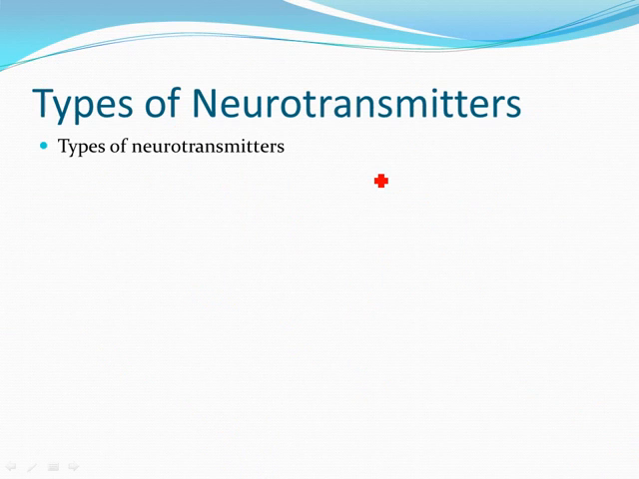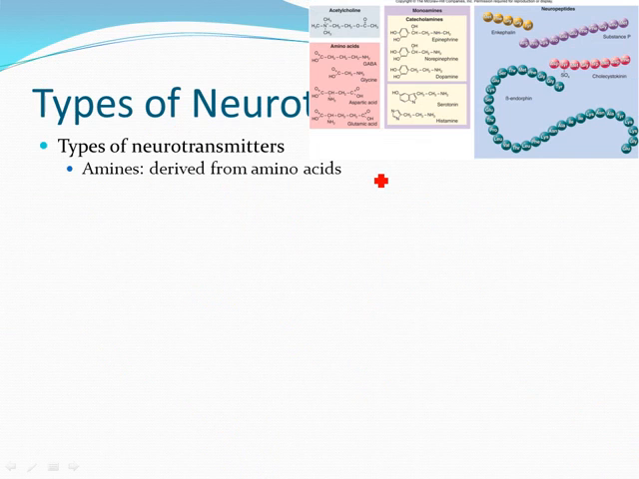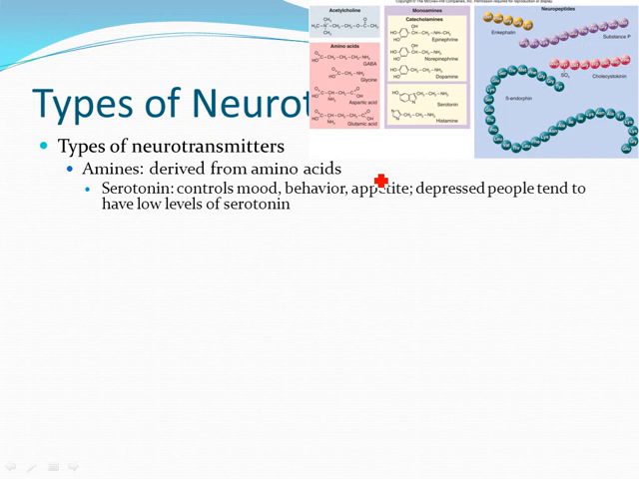Alright. There are different types of neurotransmitters, though. One are the amines. The amines are the ones that are derived from amino acids. Okay, there are some amino acid neurotransmitters too. The ones that I want you guys to know: serotonin. Serotonin does control our mood, our appetite, and our behavior as well. It tends to have a lower concentration of serotonin within people with depression.